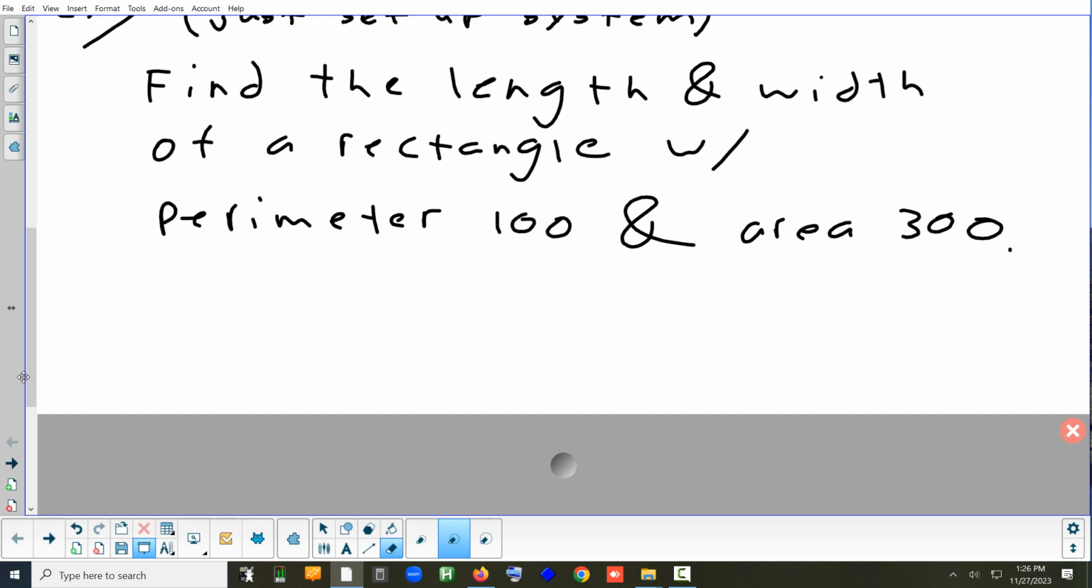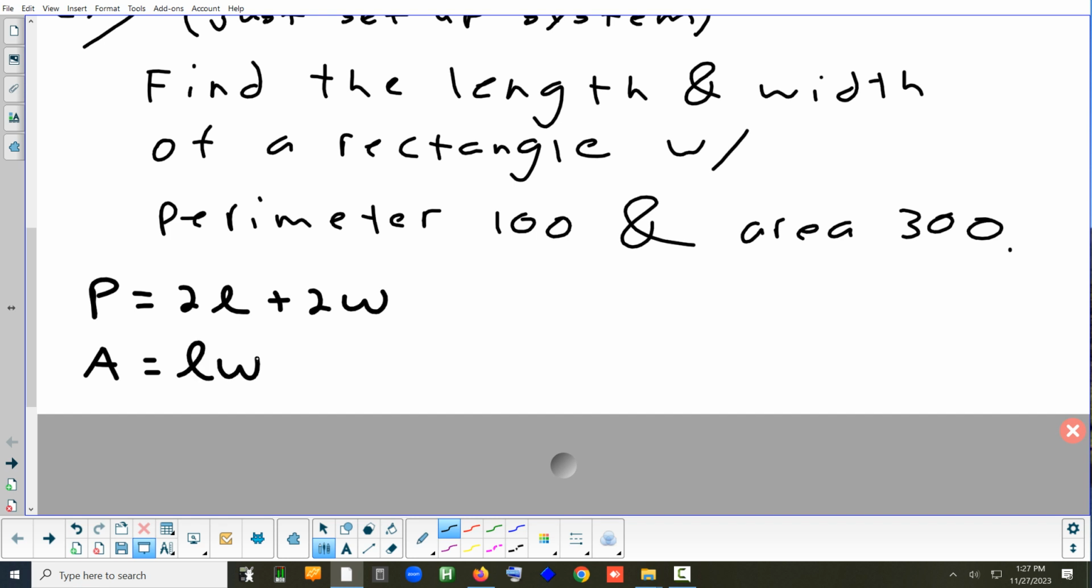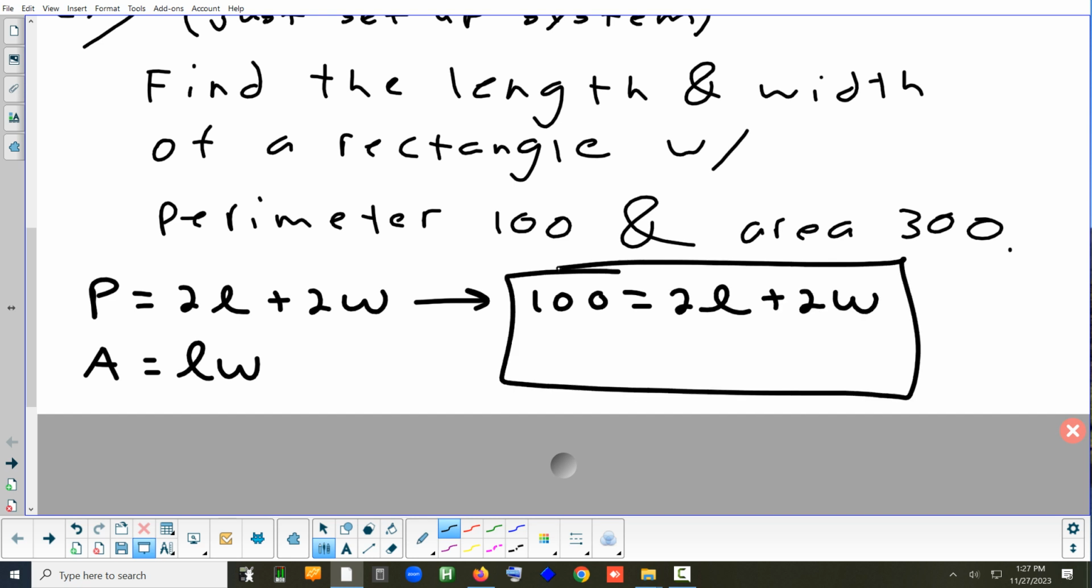All right. So there's 2 formulas, perimeter and area. First thing I need is, what's the formula for perimeter of a rectangle? Yep. 2 times the length plus 2 times the width. Okay. And what's the formula for area of a rectangle? Length times width. Now, I don't know the length or the width, but I do know the P and the A. What do they tell me for the perimeter? 100. Perimeter is 100. Okay. And what do they tell me for the area? 300. Yep.